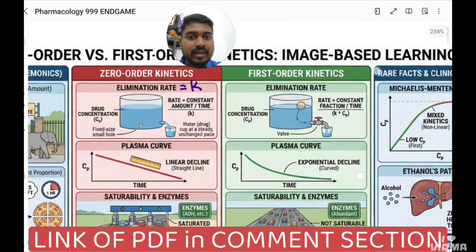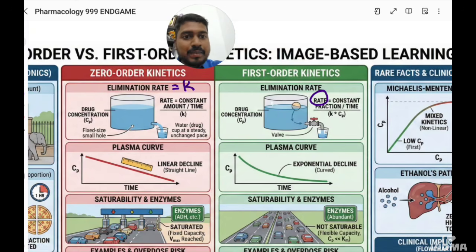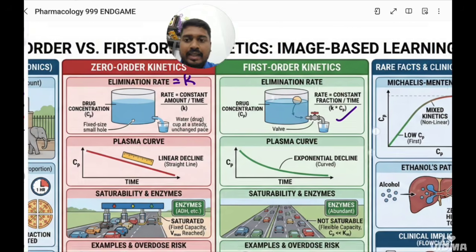But what happens in first order kinetics? In first order kinetics, there is a valve, there is a tap, which means if more drug is accumulated, this tap will turn faster, so more water is excreted out, more drug is eliminated. So in first order kinetics, the rate depends on a constant fraction and one more important thing, that is plasma concentration. What is Cp? Cp is plasma concentration. So K is a constant fraction into plasma concentration. This is the equation for first order kinetics.